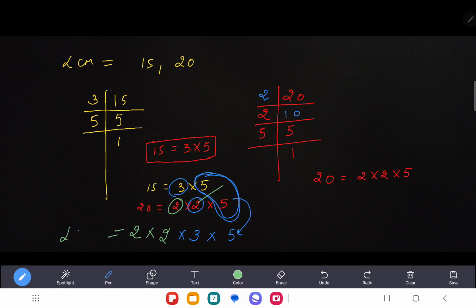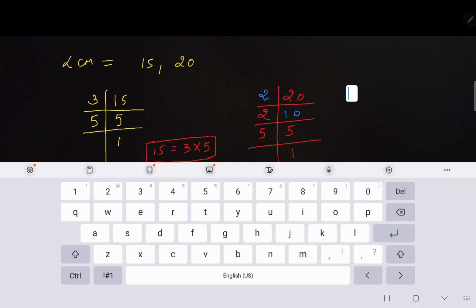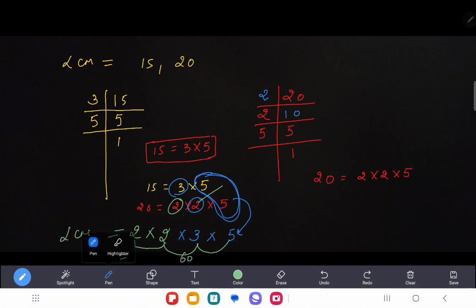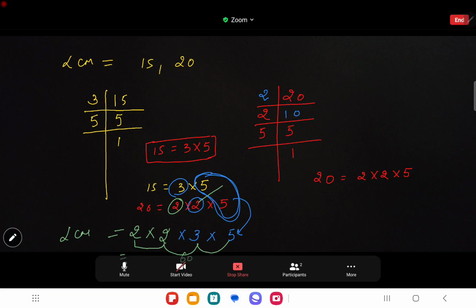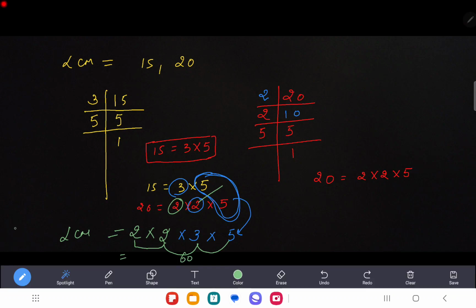So my LCM here shall be, Adam, 2 times 2 is 4, 4 times 3 is 12, 12 times 5 is 60. Do you understand how to calculate the LCM? It is a little bit lengthy, but did you understand how to do this? And this is called prime factorization.